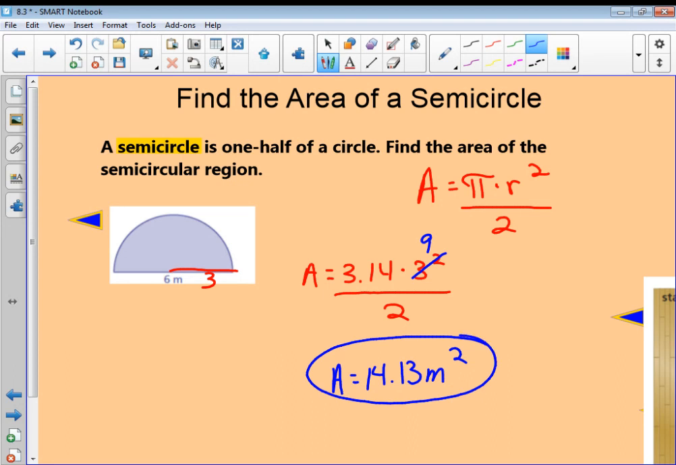Okay, you should have ended up with an area of 14.13 meters squared, remembering that our radius was 3 and then squaring that. Okay, so remember when you're finding the area of a semicircle, you're going to use your pi times radius squared, but we're going to divide by 2 in the end because it's only half of a circle.